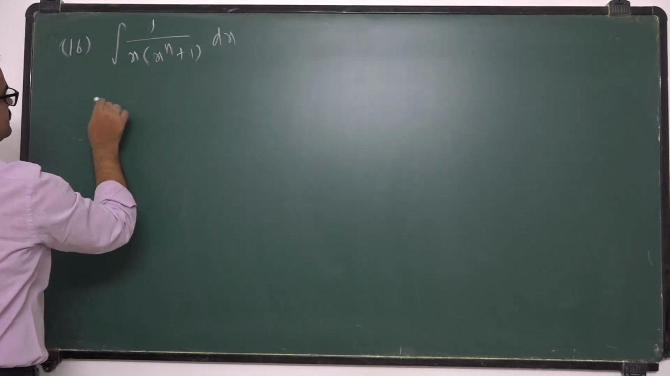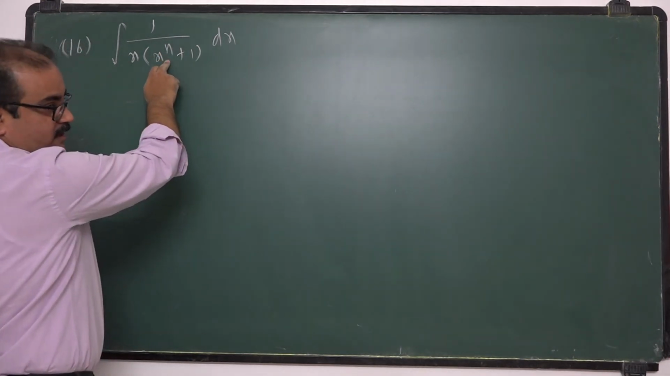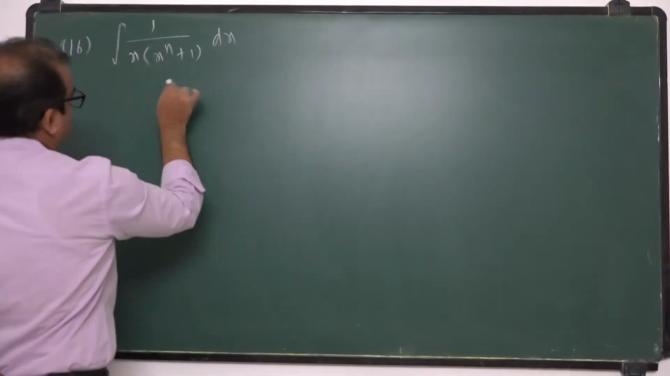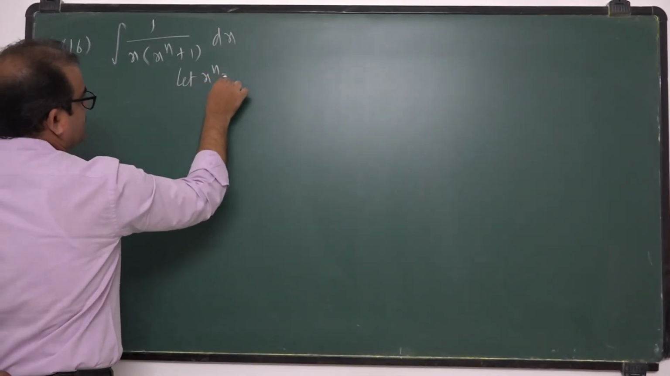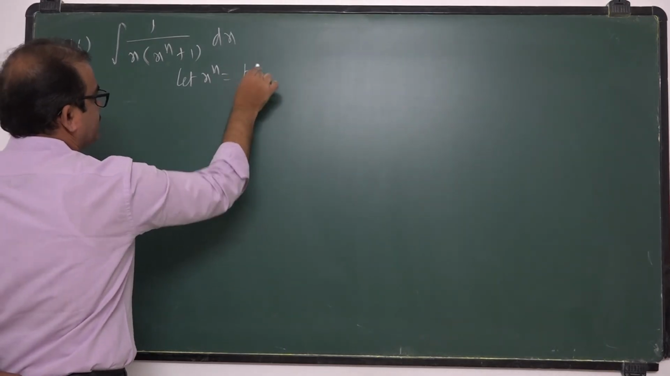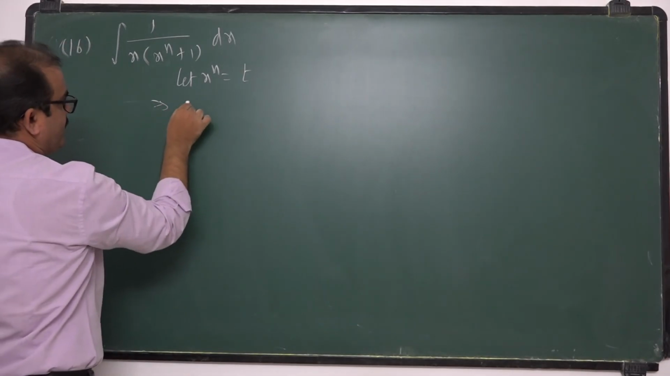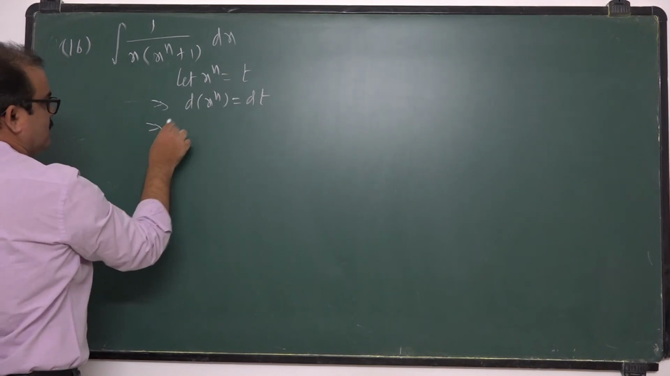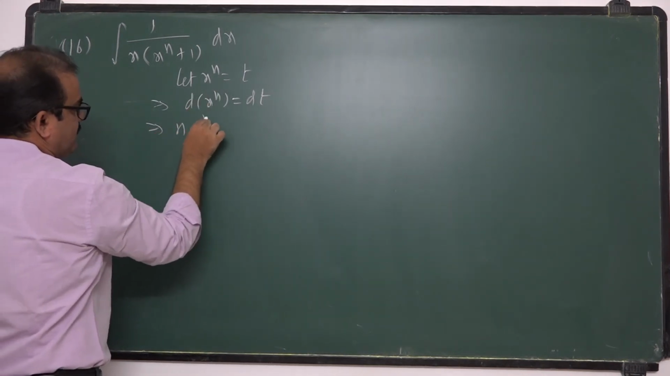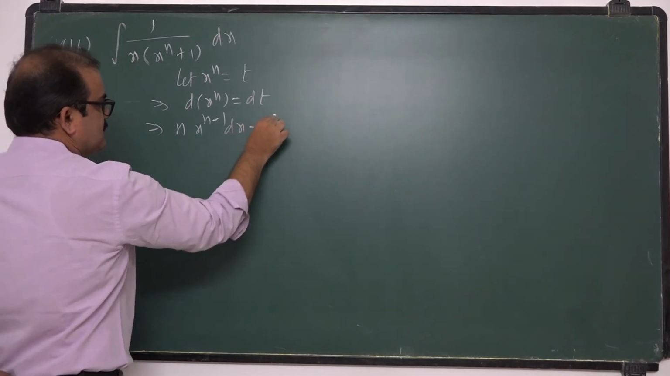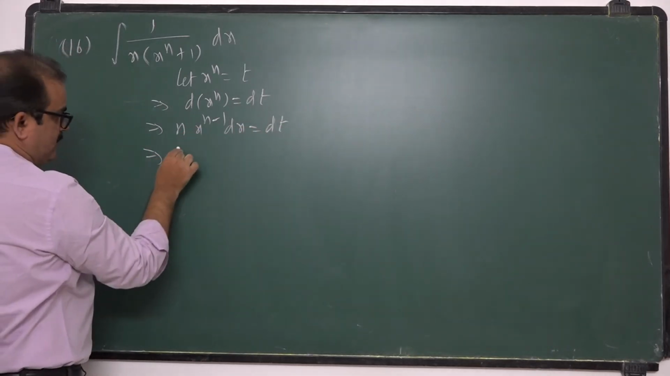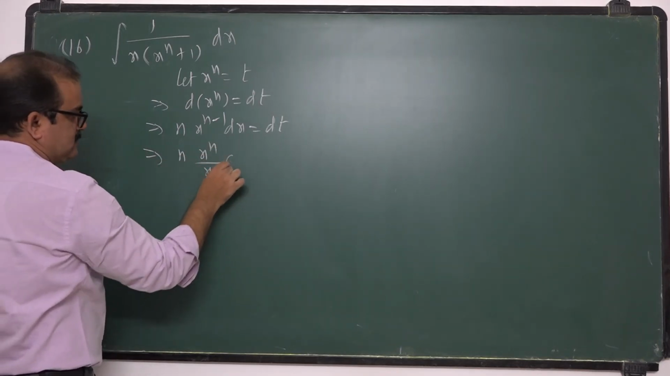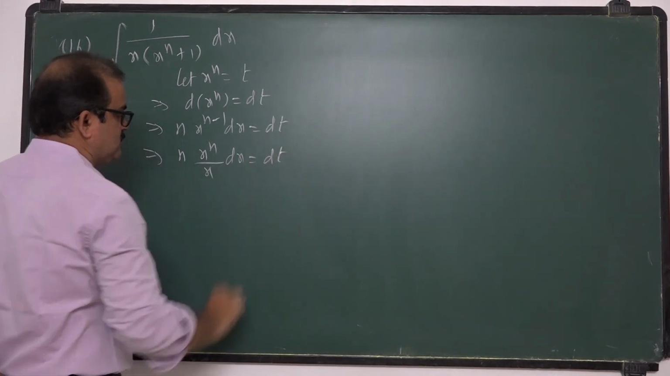See here, n is unknown value, so we can't reduce it into partial fractions. Let x power n is taken as some t, taking derivative on both sides. Derivative of x power n is equal to dt. n into x power n minus 1 into dx, that is equal to dt. N into x power n minus 1, that is taken as x power n by x dx, that is equal to dt.